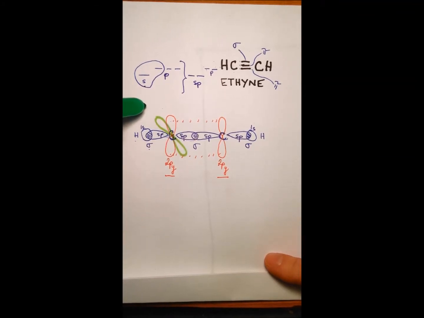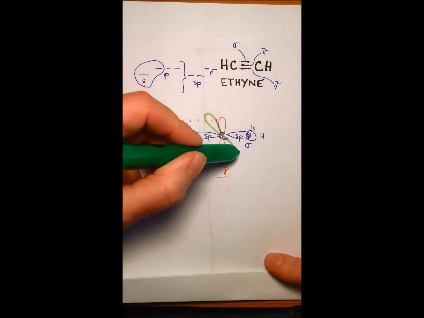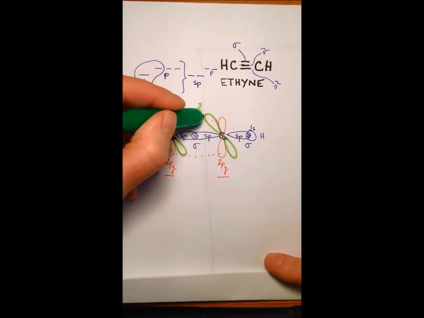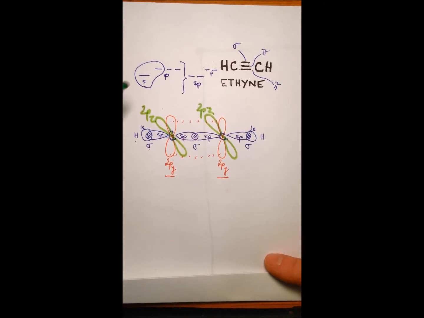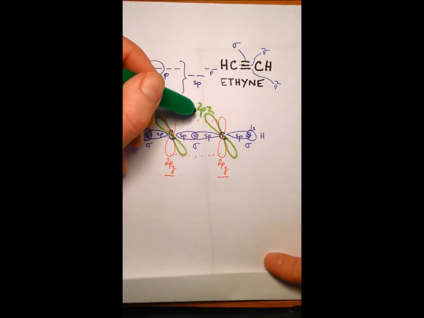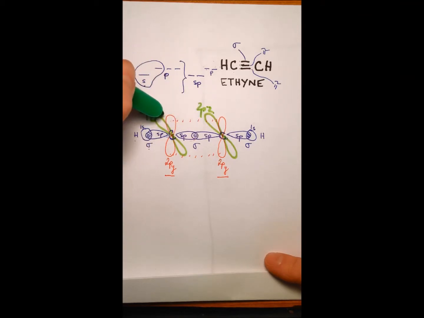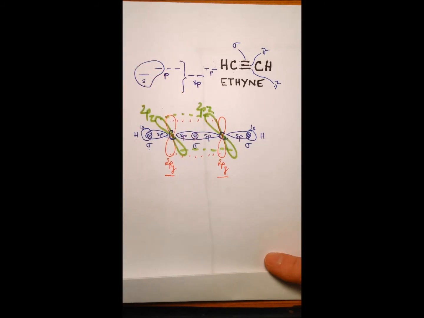So there's my 2pz on this guy, and I'll draw it in the same orientation. There's my 2pz. Looks like a 2, but it's a z. 2pz on this one. And so I have now overlap here. It's going to look a little messy, but anyway, above and below the bond axis, but in the z orientation.